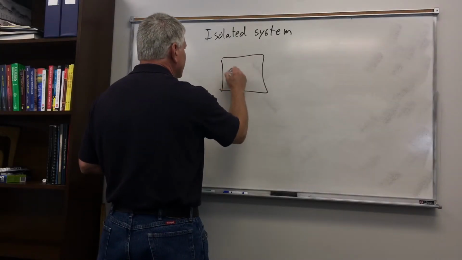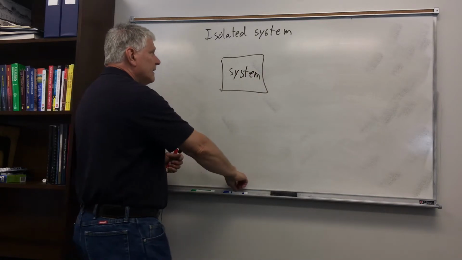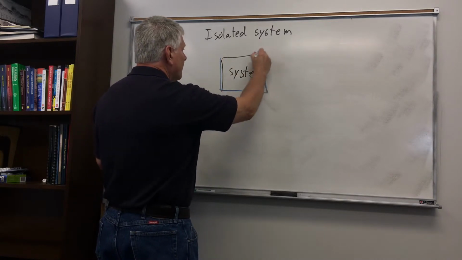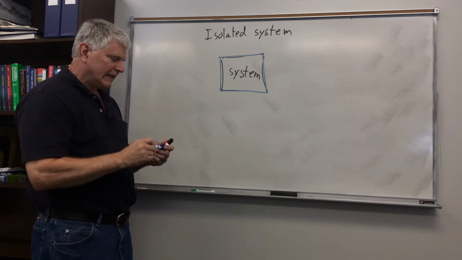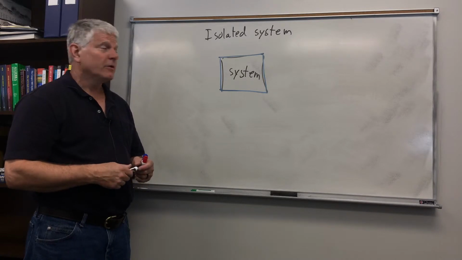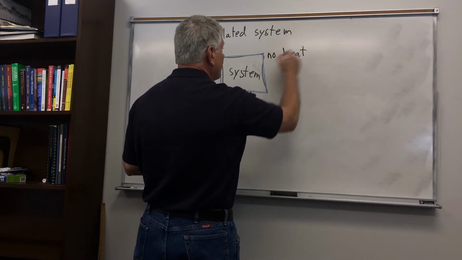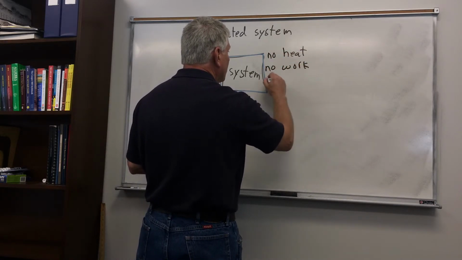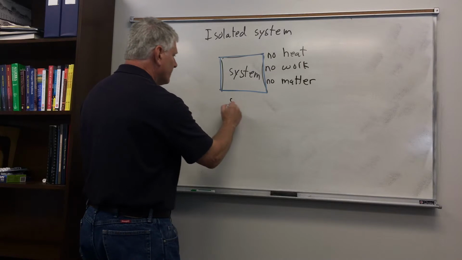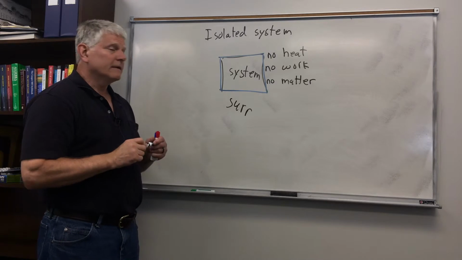Okay, so I have some system here. It could be a chemical reaction, it could be a heat engine, whatever. And say I have a barrier between the system and the surroundings. And this barrier will not allow heat, work, or matter to exchange between the system and the surroundings. So no heat, no work, and no matter can be exchanged between the system and its surroundings. This is called an isolated system.